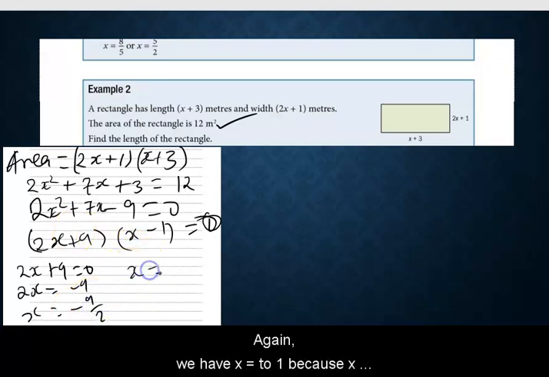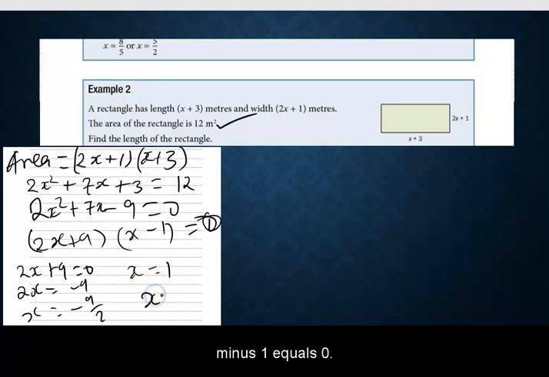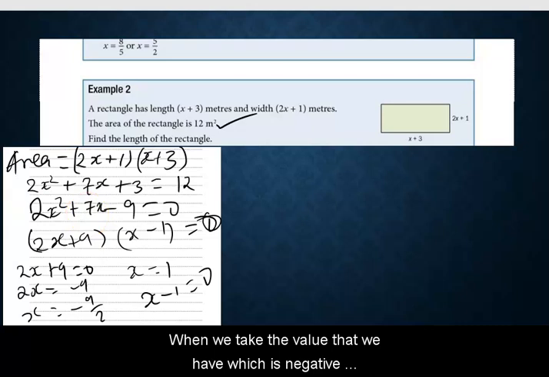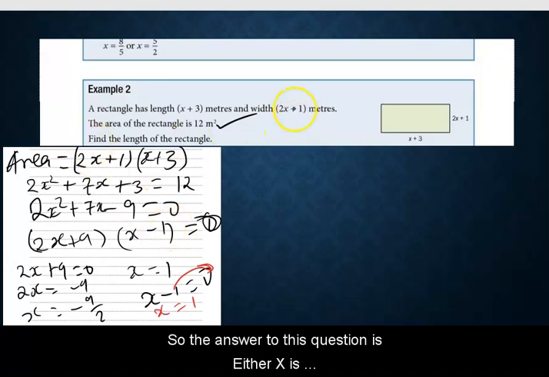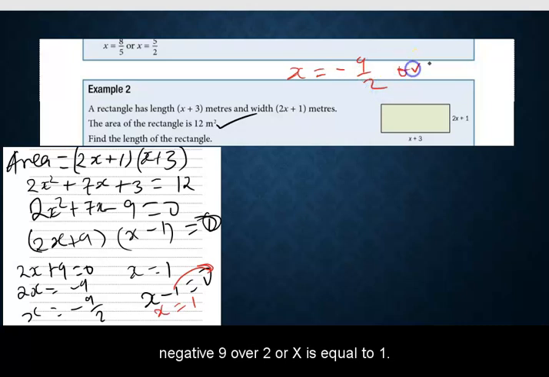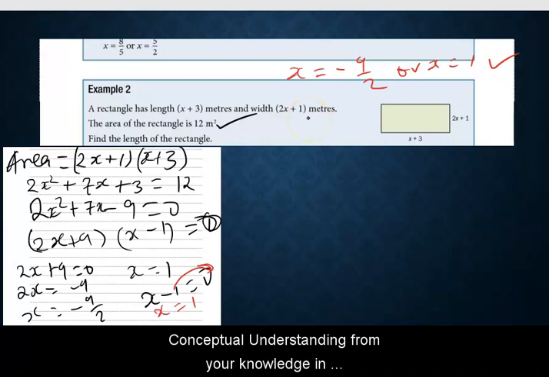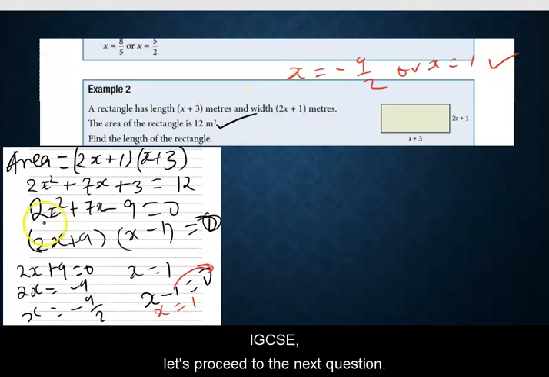Again, we have x equal to 1 because x minus 1 equals 0. And when we take the value that we have, which is negative 1, to the other side, it becomes positive. So x is equal to 1. So the answer to this question is either x is negative 9 over 2 or x is equal to 1. Conceptual understanding from your knowledge in IGCSE. Let's proceed to the next question.